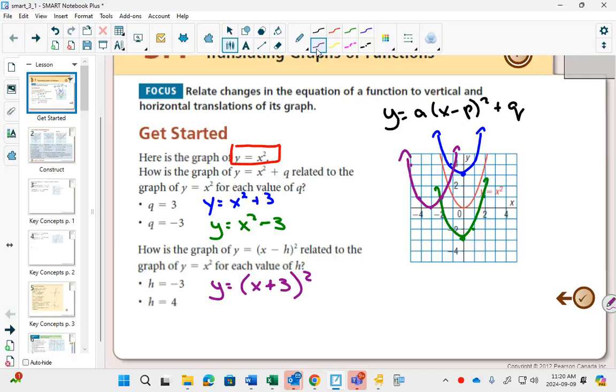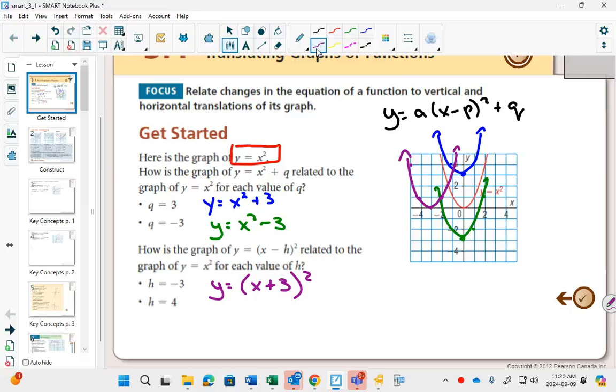Things that are inside always move horizontally. They affect the x. And sometimes we'll say, well, everything inside is sort of opposite of what you would think. If you would see plus 3, your gut would probably say, I want to go 3 to the right. But the x's are liars. They lie to you. They'll always go the opposite direction.